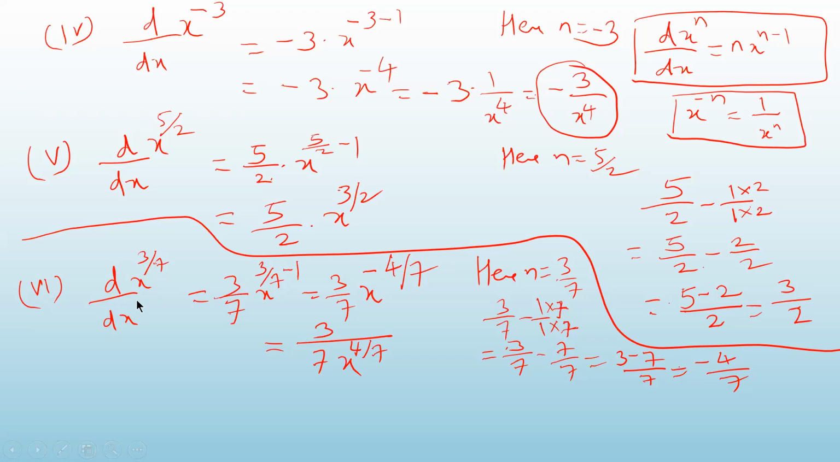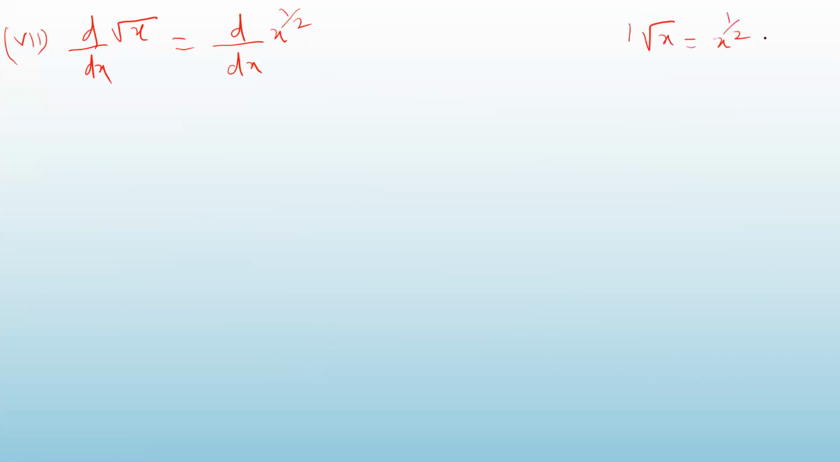Now let us take a few more problems. The next one: find derivative of root of x. Okay. Now remember here, square root of x in terms of power, you can write down x to the power half. Remember this, square root of x is same as x to the power half. This you have done in school days, you might have forgotten. You just remember this.